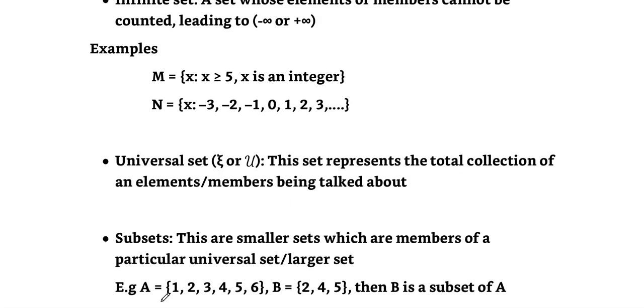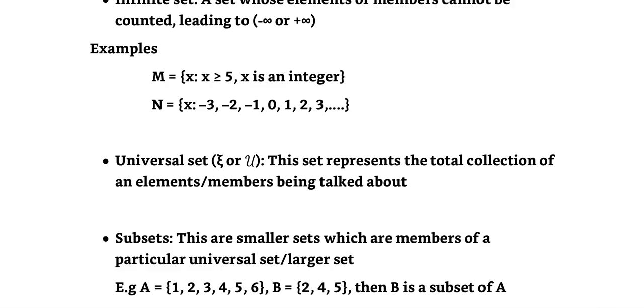So, for the example we have on the screen, we have A equal to 1, 2, 3, 4, 5, 6, and we have B equal to 2, 4, 5. Looking at the two sets, we could deduce that B is a subset of A, because the elements that are in B could be found in A. We could see 2 here, we could see 4, we could see 5, right?